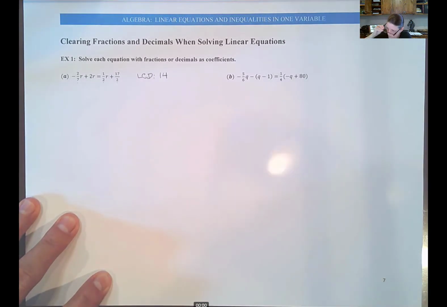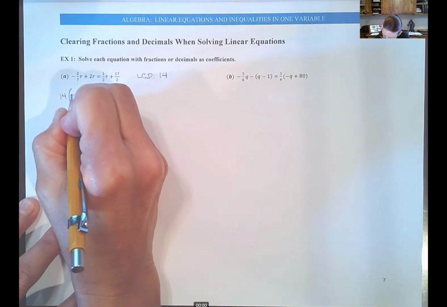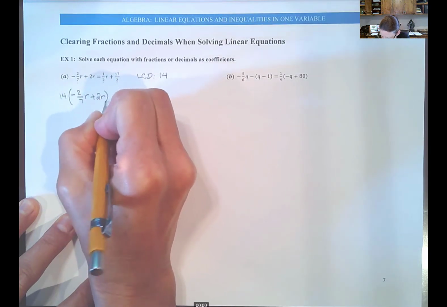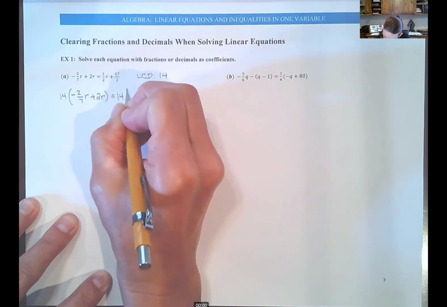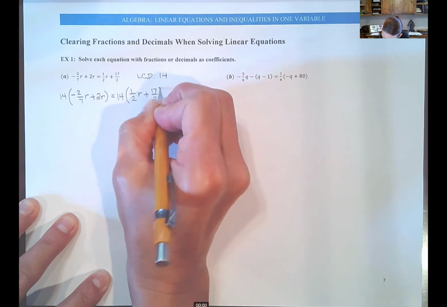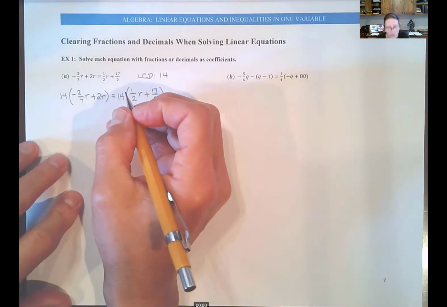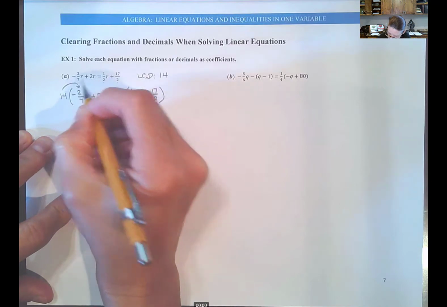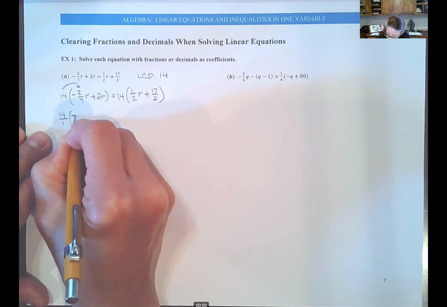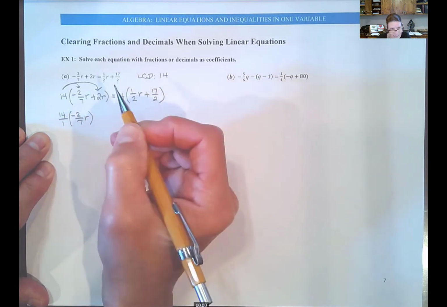Here we go. 14 times the left-hand side. I'm going to write out all my steps on this problem. So we've used our multiplication property of equality. Next, we will distribute the 14. I'm going to write this step out as well. So we're going to multiply 14, in other words, 14 over 1 times -2/7 r. Then we'll multiply 14 times 2r.